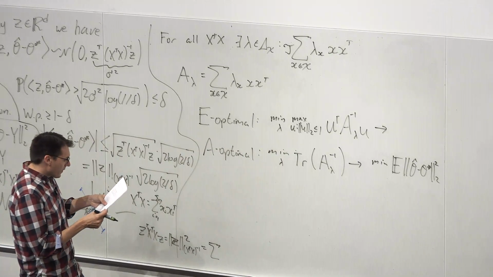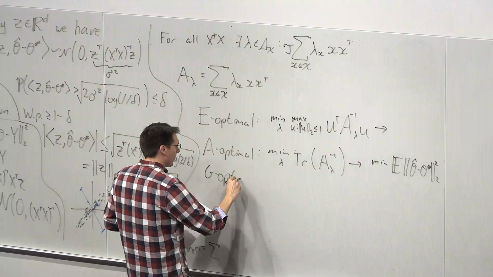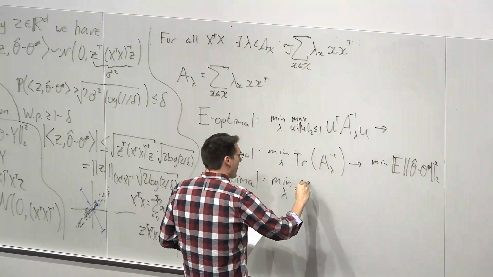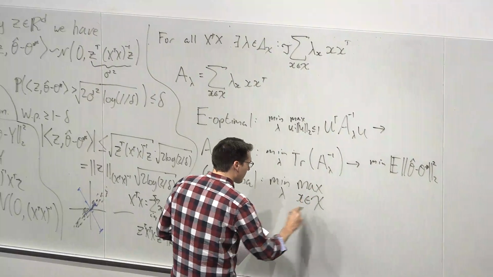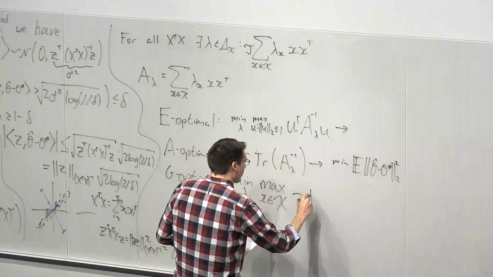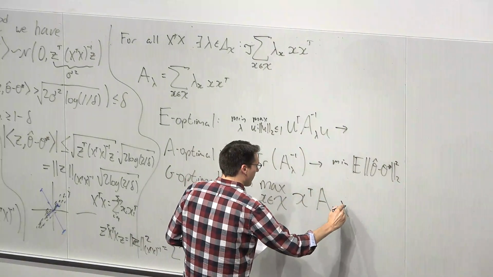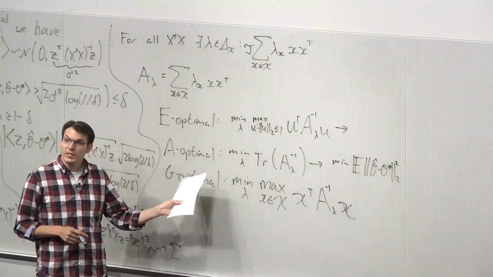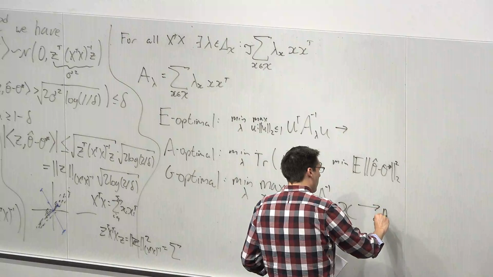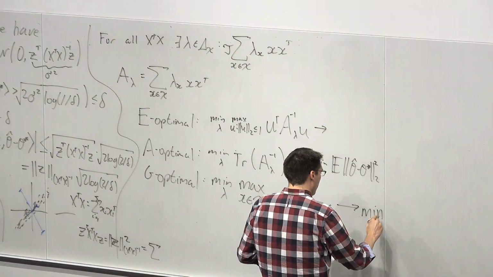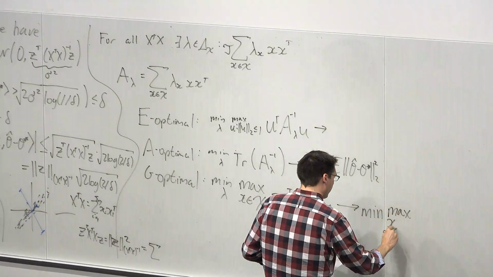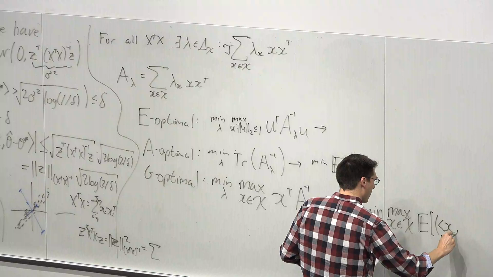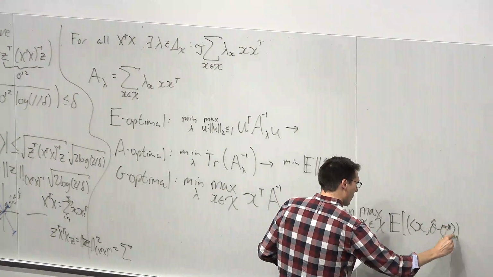And most importantly, G optimal is minimize over lambda the maximum over x in big X of x transpose A lambda inverse x, because what this minimizes is equivalent to minimizing the maximum over x in big X of the expected value of the squared error.